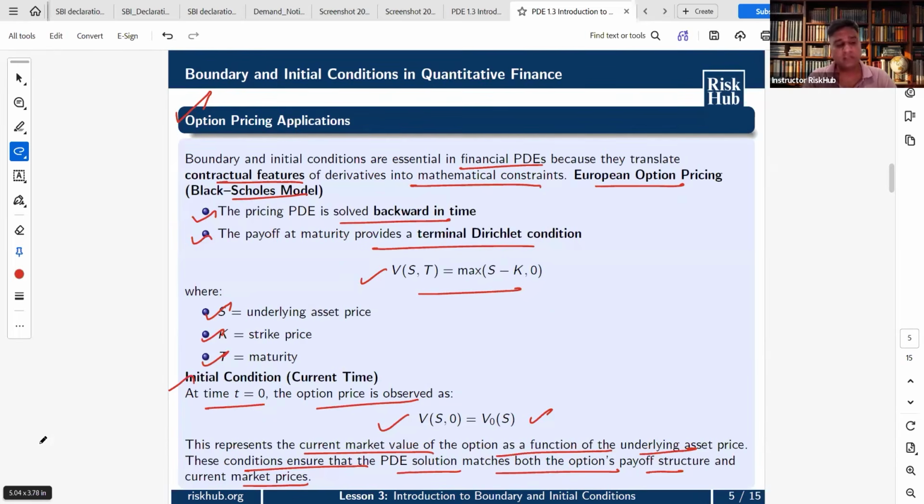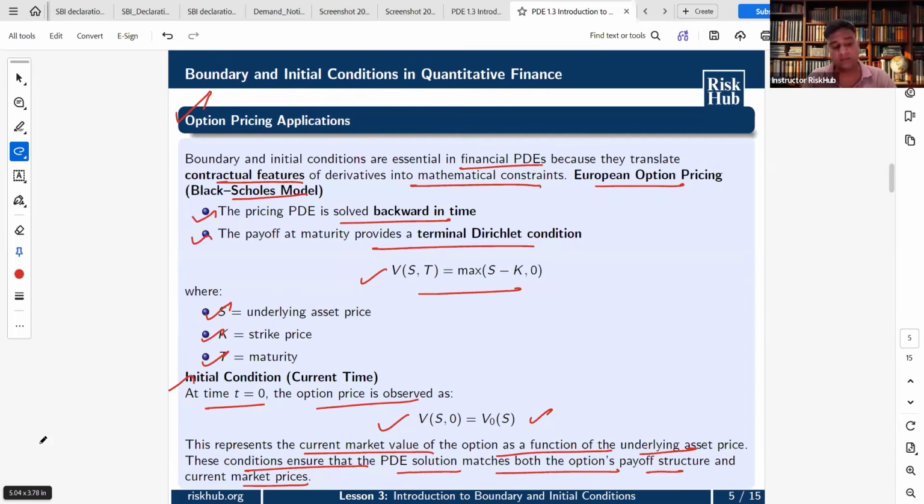And how to think about it? Basically, at maturity, there is no uncertainty about the option payoff. It is mechanically determined by S and K. At maturity, as we have discussed earlier, if the stock is below the strike, the option expires worthless. If the stock is above the strike, the option pays S minus K. If the stock equals the strike, the payoff is 0. Please understand, right? And it is given that V(S, 0) equals V_0(S).